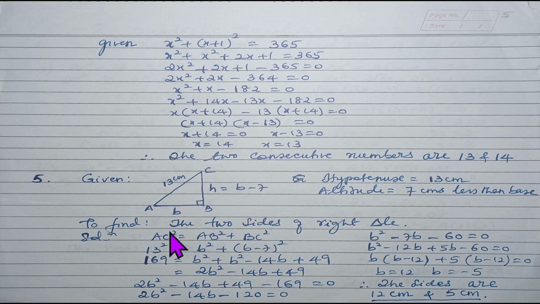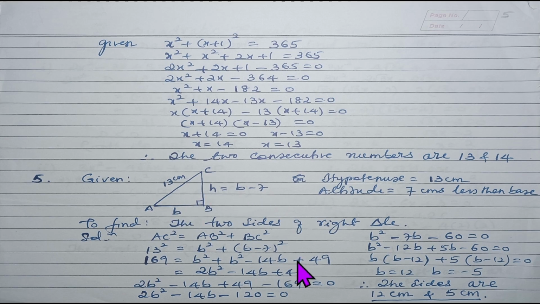Now the next example is, we have a right angle triangle and the hypotenuse is given as 13 centimeters and the altitude is 7 centimeters less than the base. So that means if the base is b, the altitude is b minus 7. Now applying the Pythagoras theorem, we know that AC square is equal to AB square plus BC square. That means 13 square is equal to b square plus b minus 7 whole square.